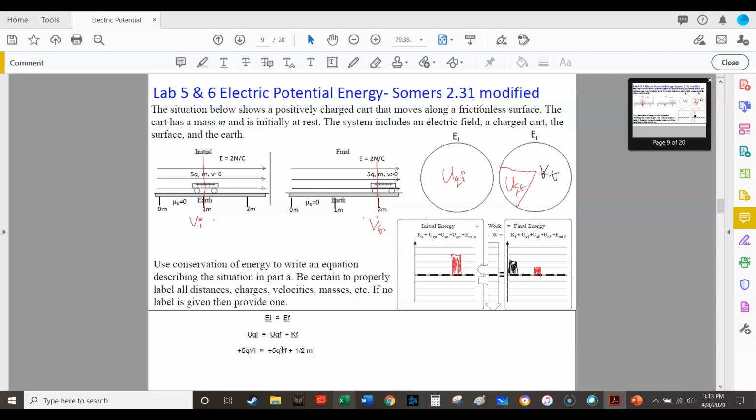And that's the mass of the 5Q cart, which I don't know what that is, but it does have a final velocity that is being squared. Cool. Well, let's talk about the initial voltage. Now, it's weird: to calculate the change in energy, you need a change in voltage. So you can't just calculate the voltage right at this point, right?